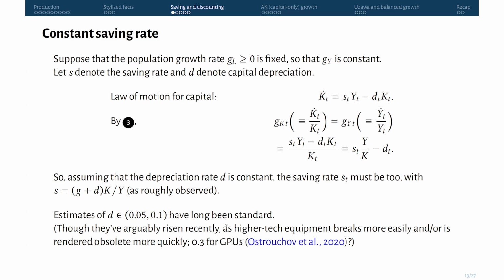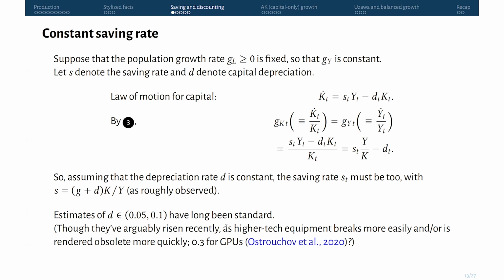And sure enough, we do observe, in very broad strokes over a very long time, a roughly constant savings rate. And this is compatible with roughly constant depreciation, which has long been sort of standardly observed. Capital depreciates at something on the order of 5 to 10% a year.